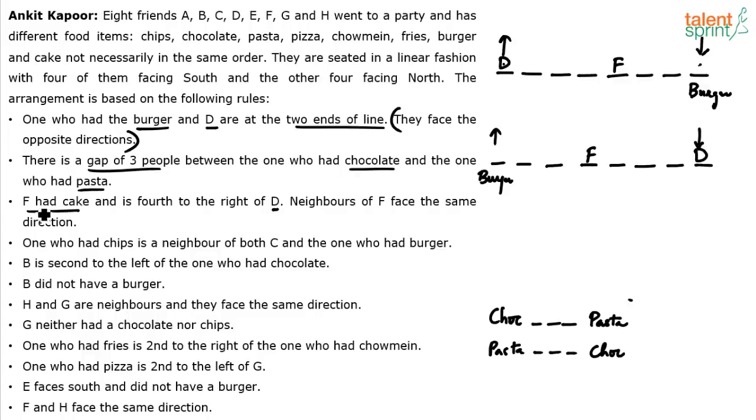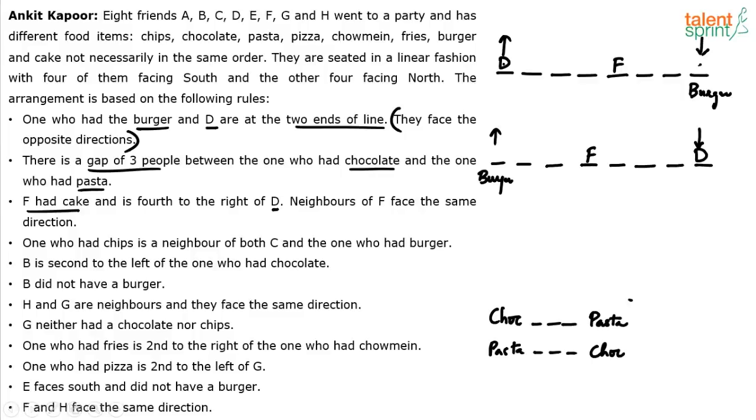You're getting it? F is 4 to the right of D. If right is coming towards the left hand side, D is facing south. If right is coming towards the right hand side, then D is facing north.